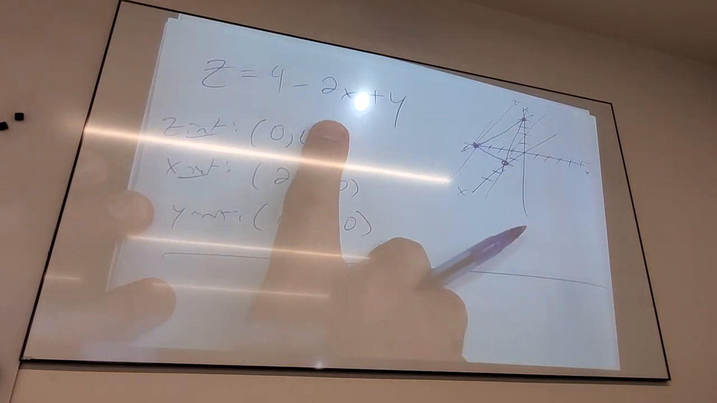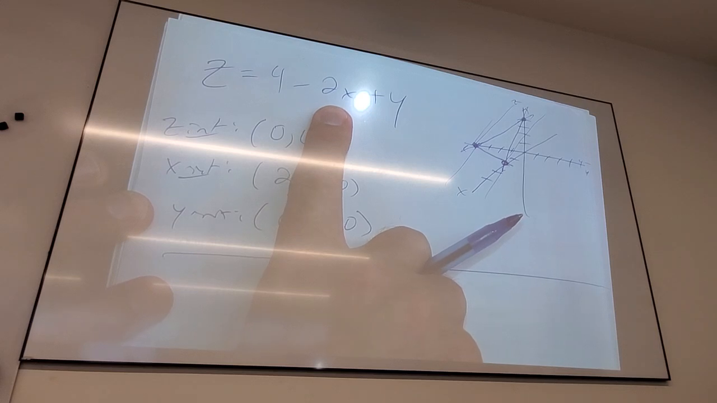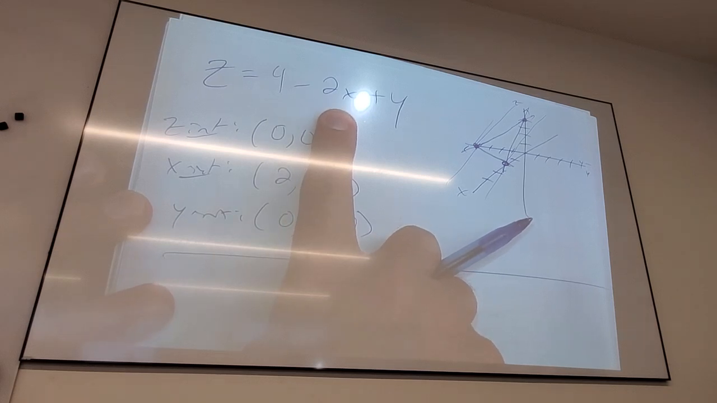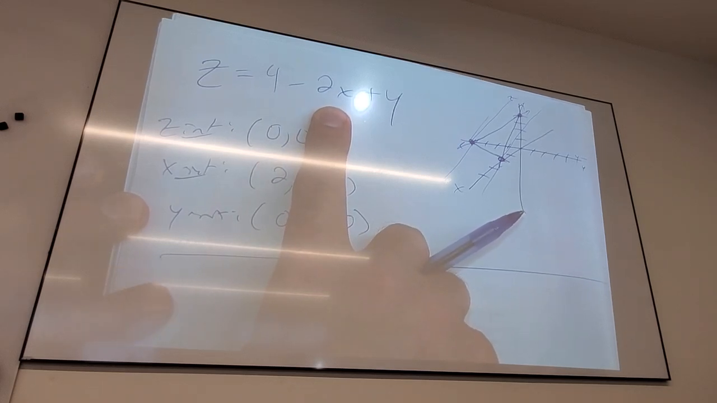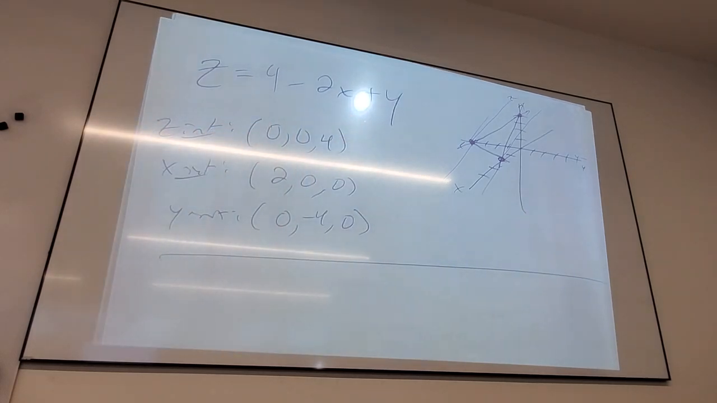Now, real quick, what's the domain of this? All points in the XY plane. There it is. All points in the XY plane, because what is a singular input? A point. So what points can I use? Any point in the XY plane I can use.